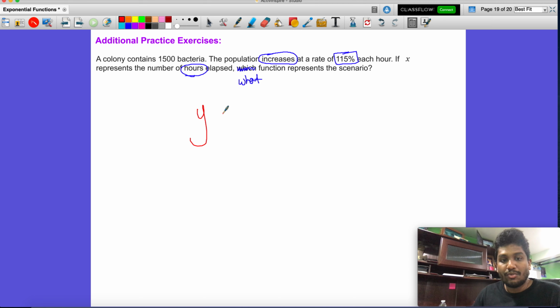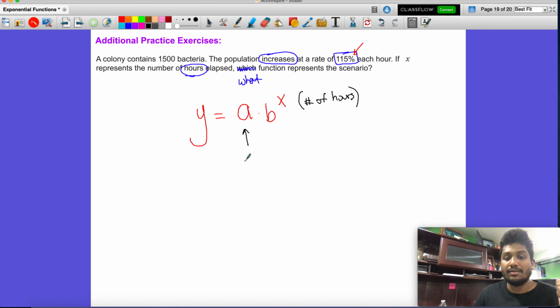So again, we know that this is exponential, right? Anything with percentages there is exponential. So a times b to the x. All right, and before we do that, let's just think about what each thing means. So what does x represent? This is the number of hours. That's what it says there. Right, this is the initial amount. So what is our initial amount? And we're going to write that here. A would be 1,500, the amount that we're starting off with.